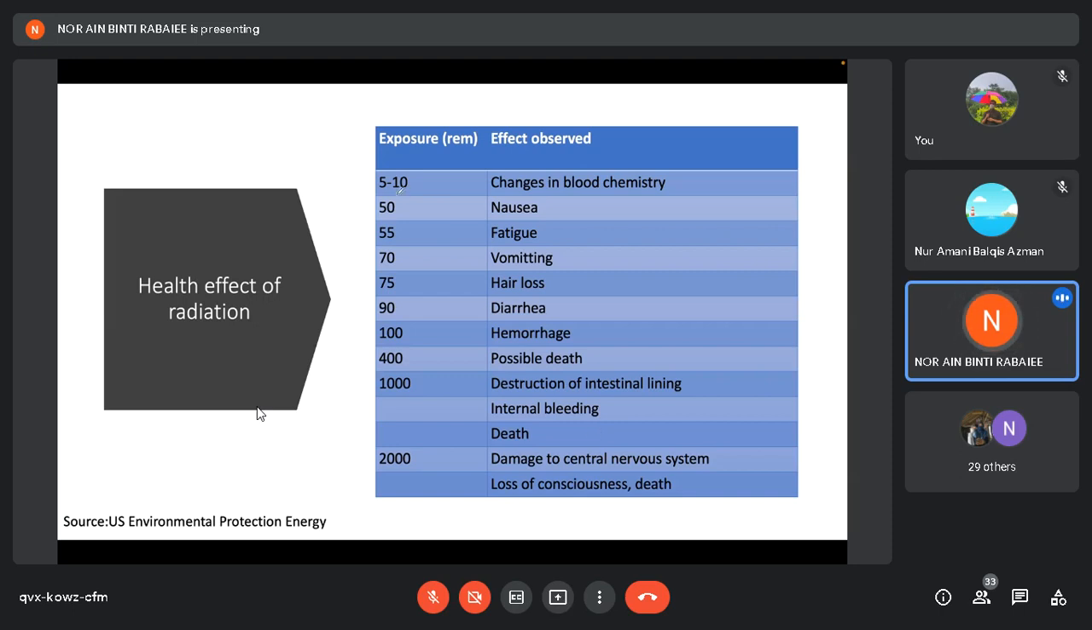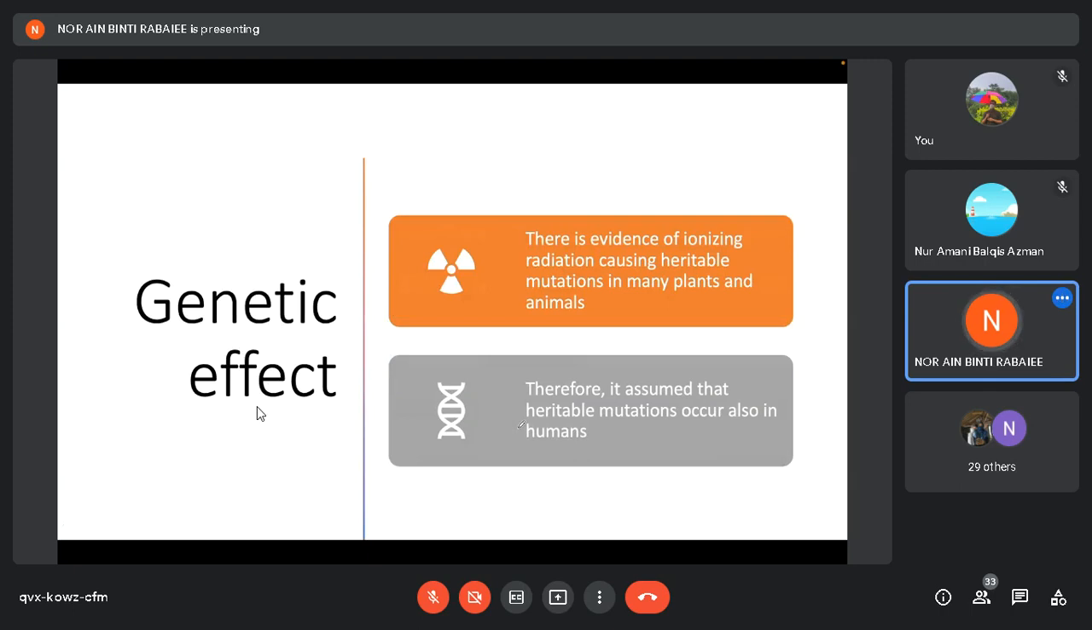Okay, this is an example of the effect of radiation that might be received by your body when you're exposed to 5 to 10 rem. Rem is the conventional unit of exposure to radiation. At 5 to 10, maybe you can see changes in the blood, and if you're exposed to 50, maybe you can feel nausea. If exposed to 75 rem, there is a possibility of hair loss. But when you are exposed to 400 or 1000, there is a possibility of death. And at 4000, the probability of death is 100%.